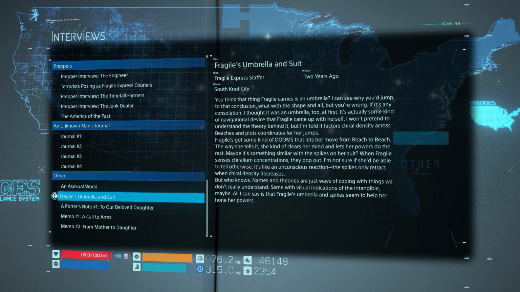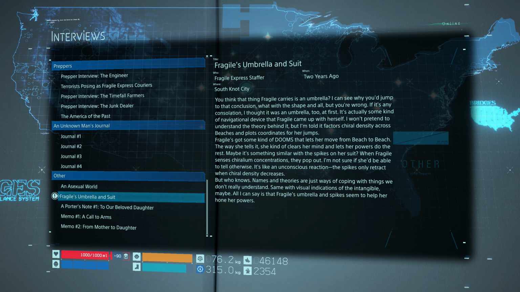What about the suit? Fragile's got some kind of power that lets her move from beach to beach. The way she tells it, she kind of clears her mind and lets her powers do the rest. Maybe it's something similar with the spikes on her suit. When Fragile senses Corellium concentrations, they pop out. I'm not sure she'd be able to tell otherwise. It's like an unconscious reaction. The spikes only retract when chiral density decreases.